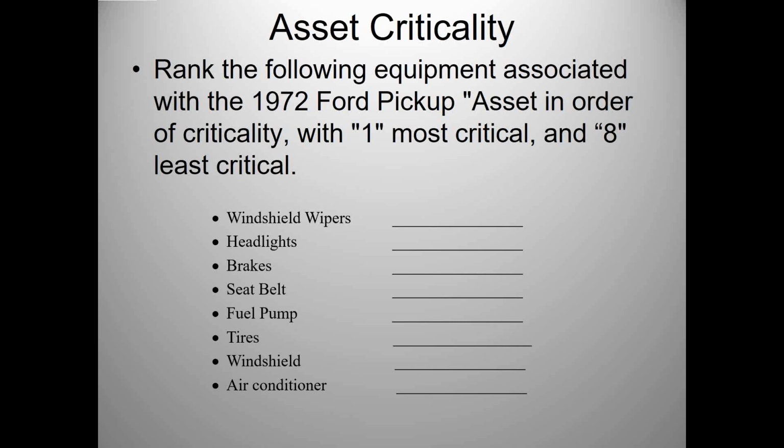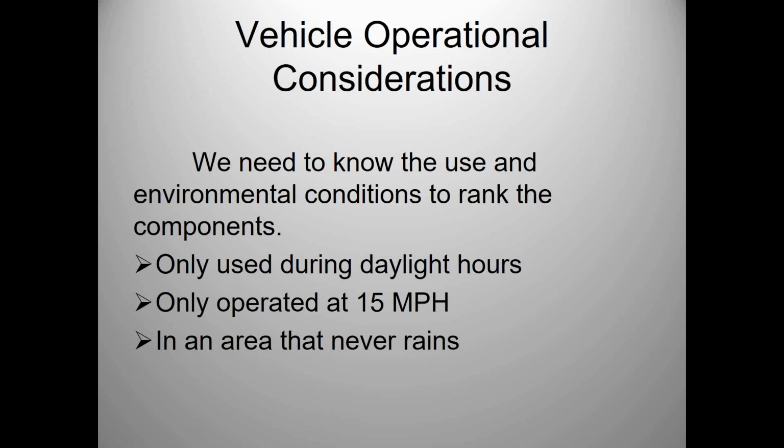So again, one of the questions you have to ask is, how are we using the pickup truck? So let's say we're only going to use it during the daylight hours. Does that make the headlights less critical? It may. What if you're only going to operate it around your facility where it's only 15 miles per hour or 5 kilometers per hour that you're going to operate around the plant? It may make the tires and brakes less critical. I was in a plant in El Centro, California a few years ago where they told me at the plant it only rains here 1 day a year. Well, maybe wipers aren't as critical in an area like that.